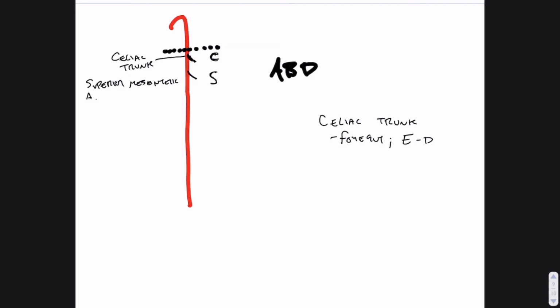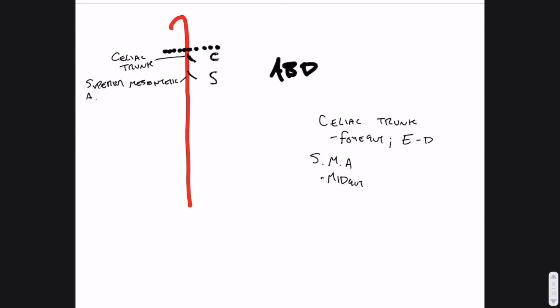So superior mesenteric artery right there. The superior mesenteric artery, or the SMA for short, supplies the organs of our midgut. So now we're strictly talking gut tube, unlike the celiac trunk, which fed the spleen, which is not a gut tube organ.